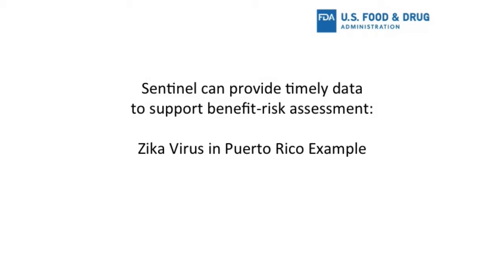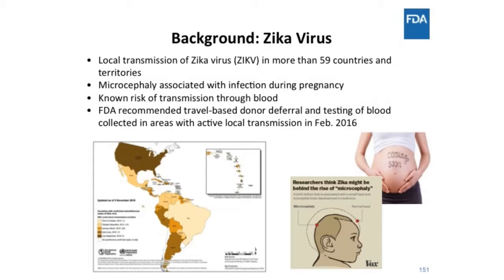So in the first example I'm going to talk about, I'm going to show how Sentinel was able to help us a great deal by providing timely data to support benefit risk assessment for the outbreak of Zika virus in Puerto Rico. As background, we know that there's local transmission of Zika in more than 59 countries and territories. We know the risk of microcephaly associated with infection during pregnancy.